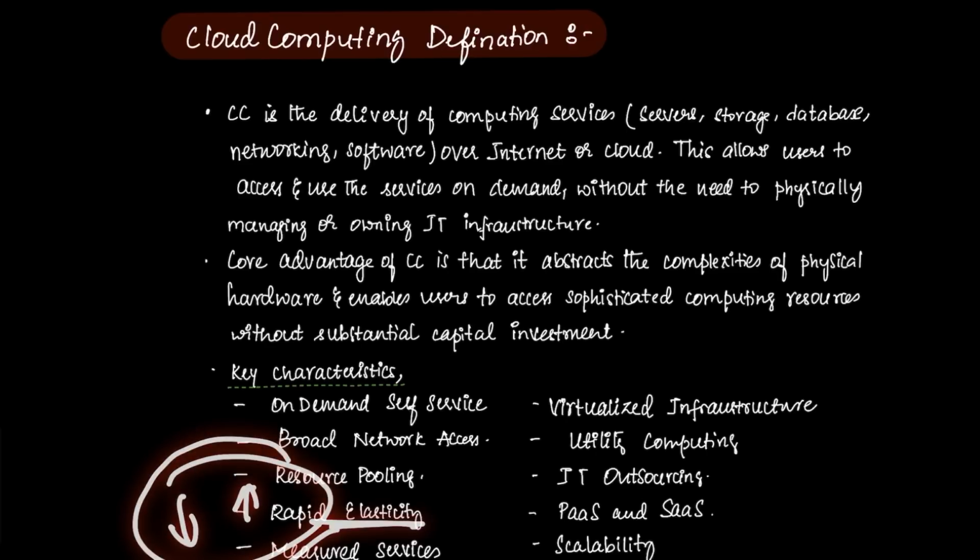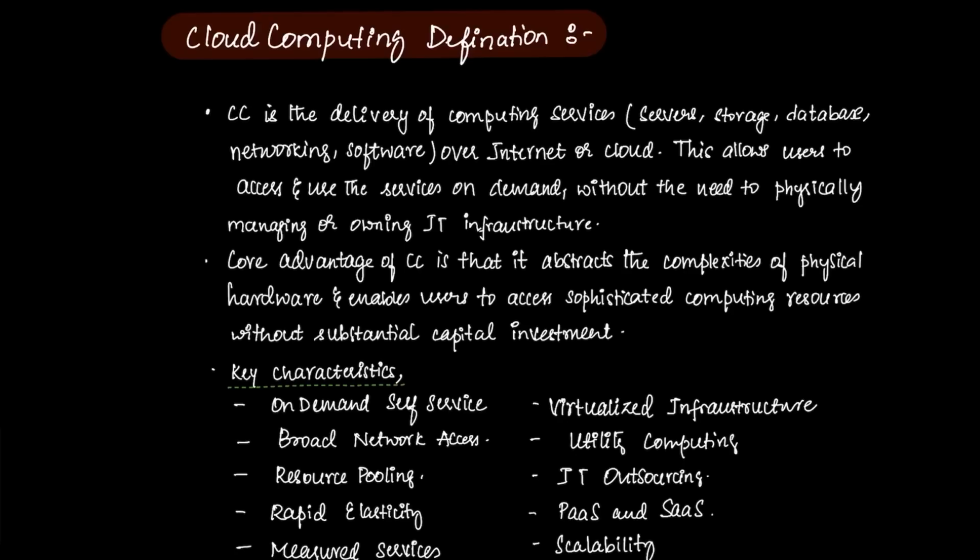Then we have measured services. That is, usage is monitored here. That is, a user can use only 10 MB of memory or something like that. And billing is on a pay as you use basis, a pay per use model, ensuring cost transparency. Then we have virtualized infrastructure, that is, physical hardware is abstracted into virtual resources. This will enable efficient and effective resource allocation.